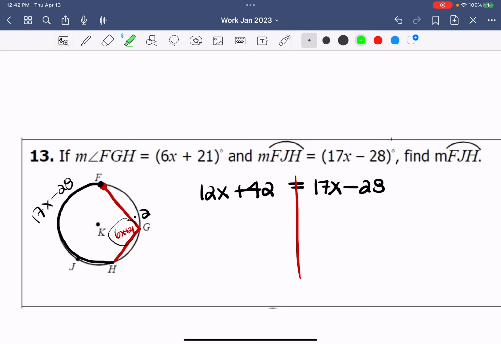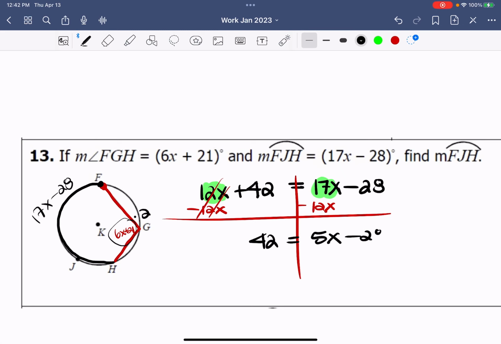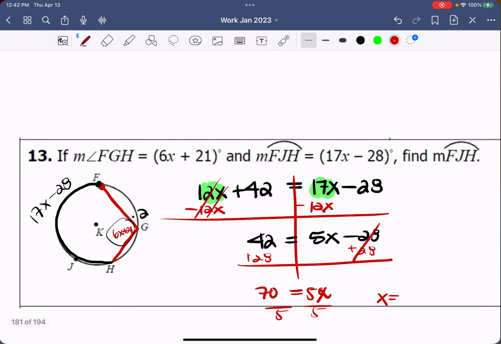Okay, where is x? Well, we have 2 x's, the 12 and the 17. The easiest thing is to subtract the small one. So we're going to subtract 12x. 42 goes down. 17 minus 12 is 5x. And bring down the negative 28. Now the 28 gets moved back. Okay, what side is x on? Now x is on the right. So that means you need to move the 28. We're going to add 28 to both sides. We get 70. And at the end, divide by 5. And then the problem's done. And we get 14.